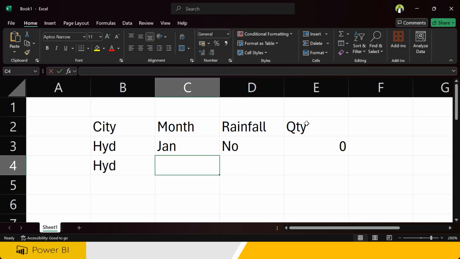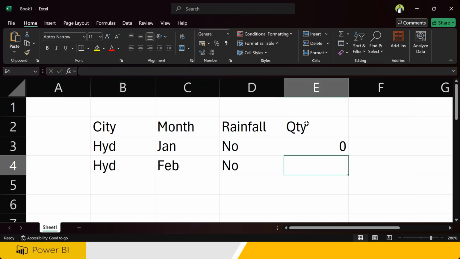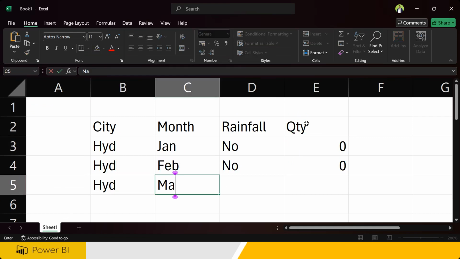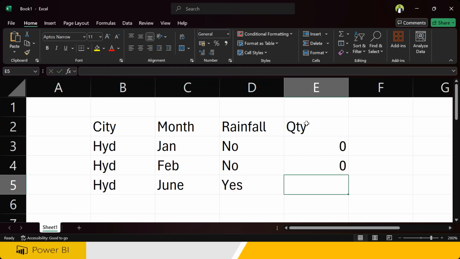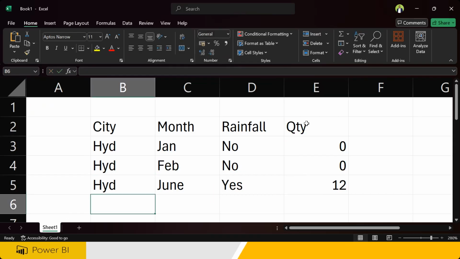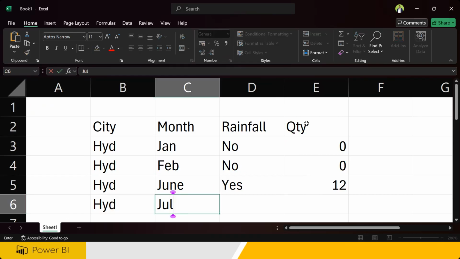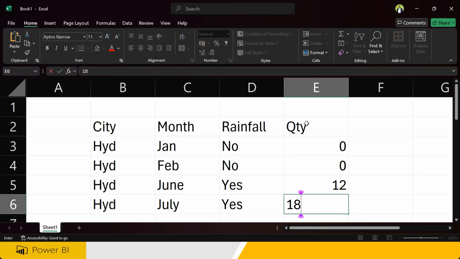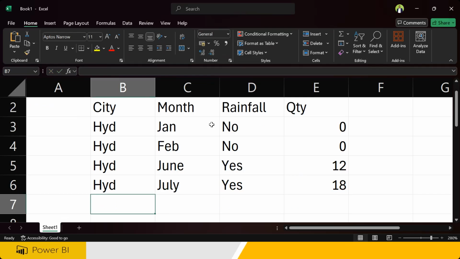Hyderabad in the month of February. What is the rain? Rain there is no, and there is no centimeter. Hyderabad in month of March. Like that, you have some data. So now we have a June data. June, we have yes, rains. The centimeters is 12 centimeters, Hyderabad. And Hyderabad in the month of July, you have the rains. Yes, you have rains. It is 18 centimeters. Okay, like that, you have the data.